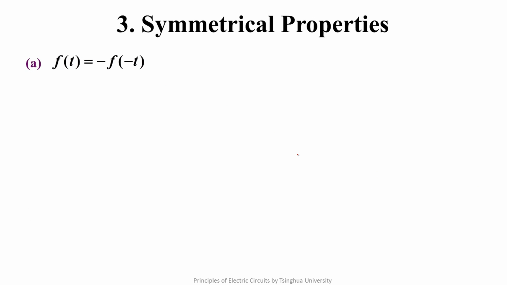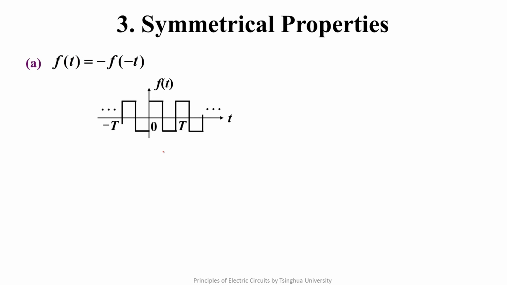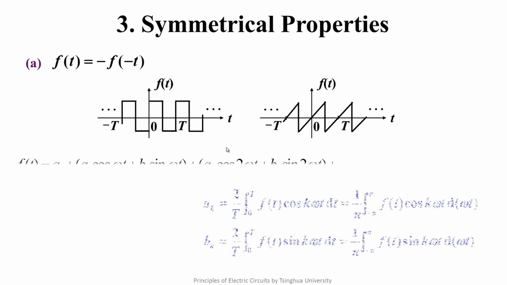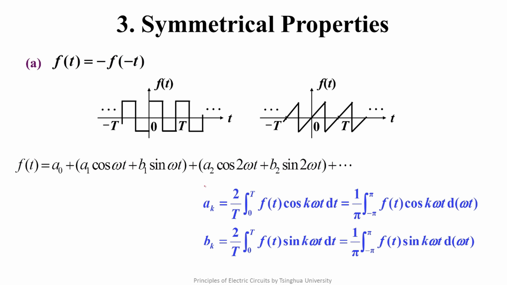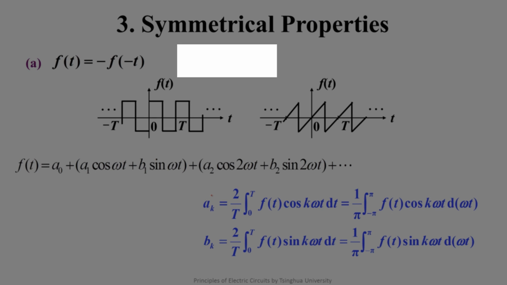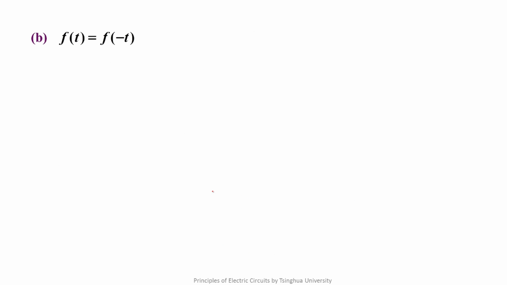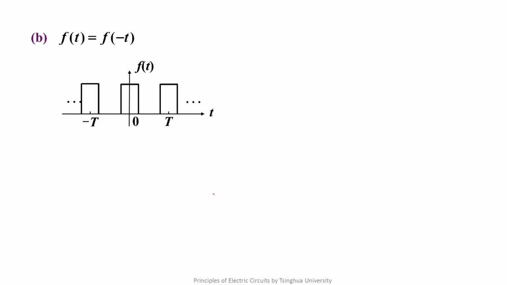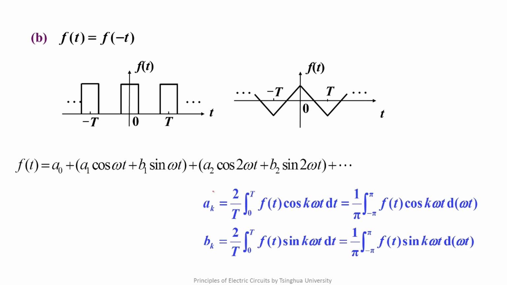Next, let's discuss the symmetrical property of the periodical signal. If a signal is an odd function, like this one or this one, according to the expression of the Fourier series, we can derive that this signal only has sine components but no cosine. If a signal is an even function, like this one or this one, according to the expressions of AK and BK, we can know it only has cosine components but no sine.